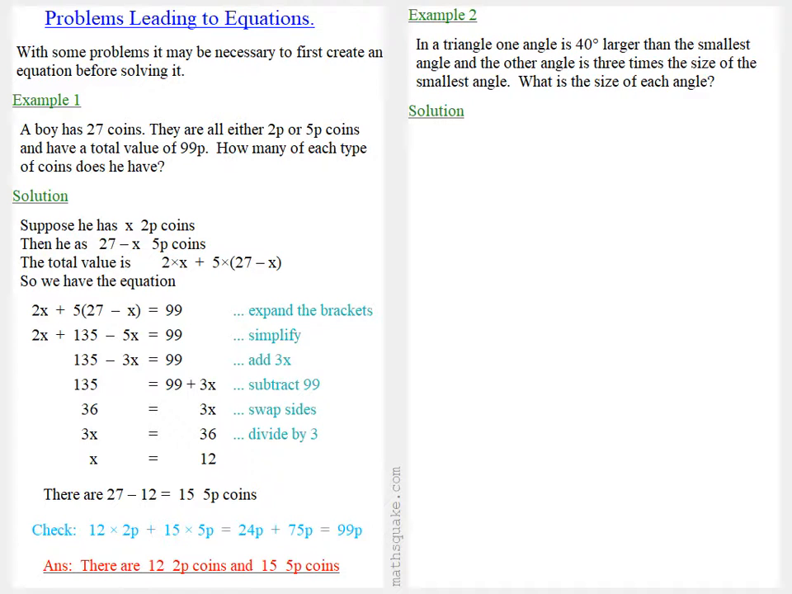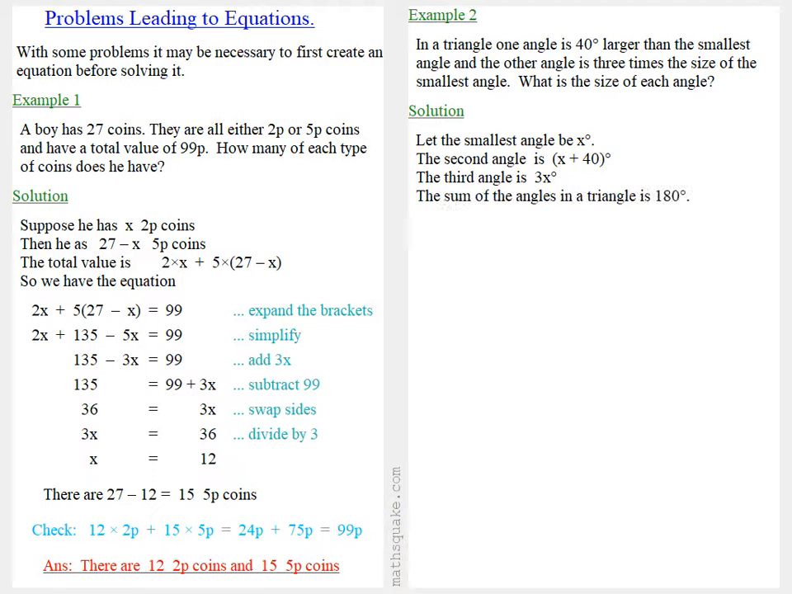Well, to solve this, let the smallest angle be x degrees. Now the second angle is 40 more than that, so the second angle is x plus 40 degrees. And the third angle is 3 times x, so it's 3x degrees. Now the sum of all the angles in any triangle is 180 degrees. So we have the equation x plus 40 plus 3x equals 180.